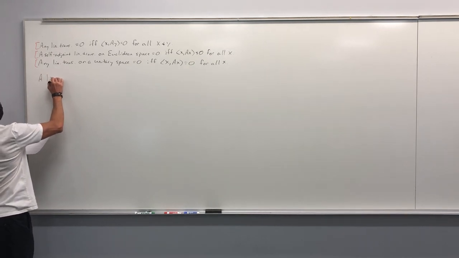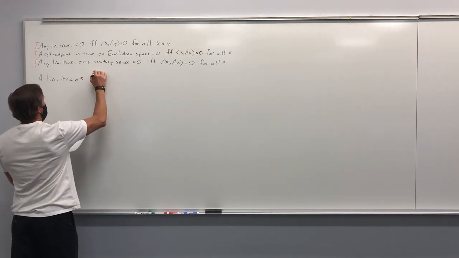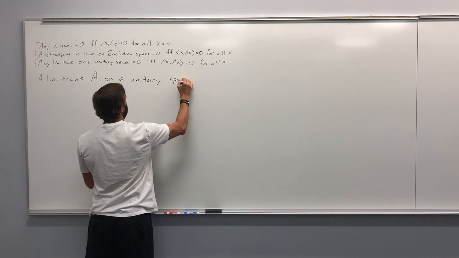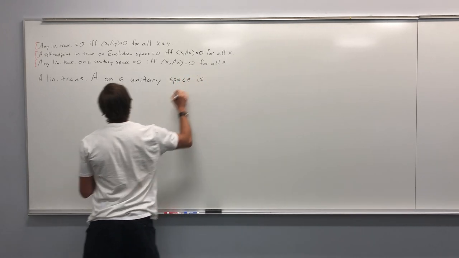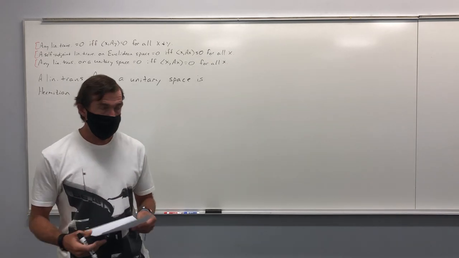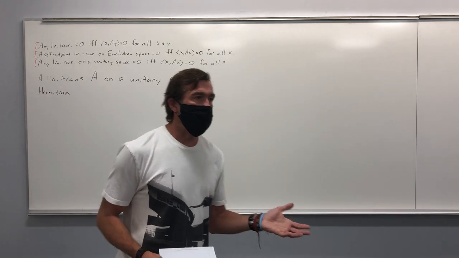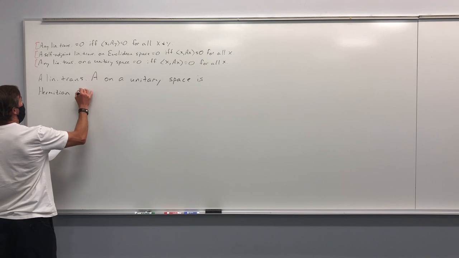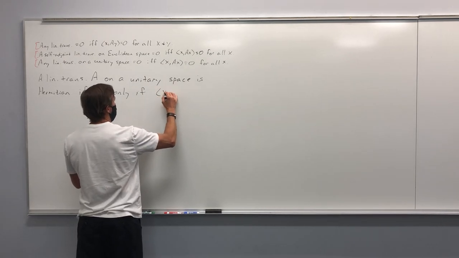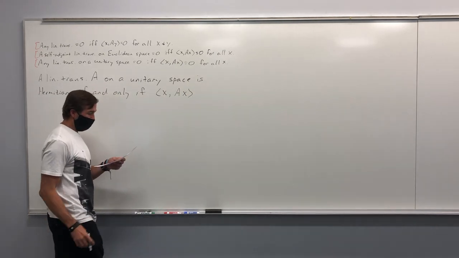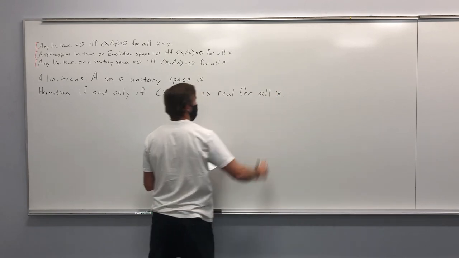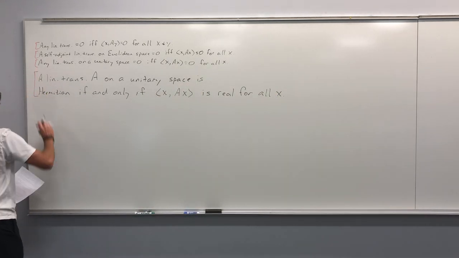So first off, a linear transformation, A, on a unitary space, so this is a complex space, is Hermitian. Now I've already defined Hermitian for you, but I'm going to give you a different, not definition, this is a theorem, but it's a different criterion by which you can evaluate whether something is Hermitian or not. If and only if the inner product of a vector with the transformed version of the vector is real for all x. Okay?